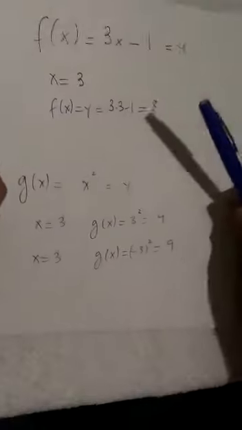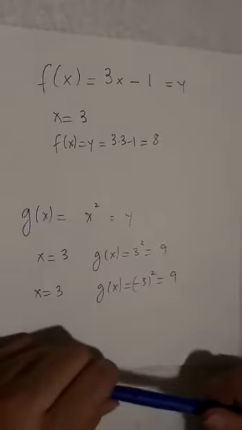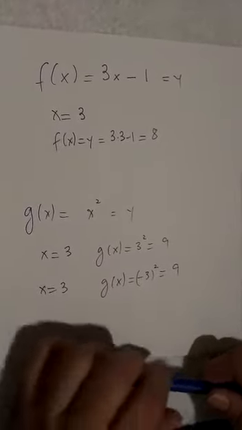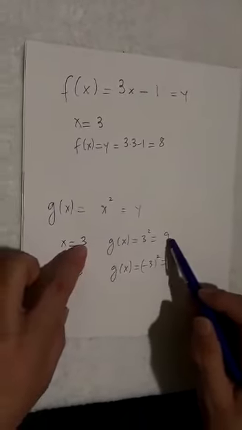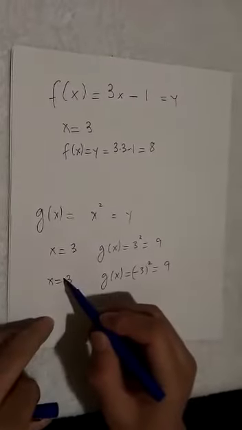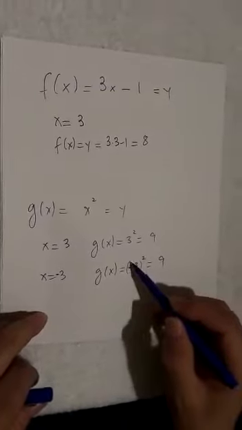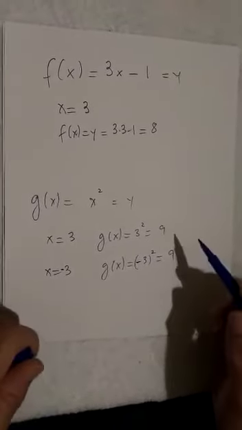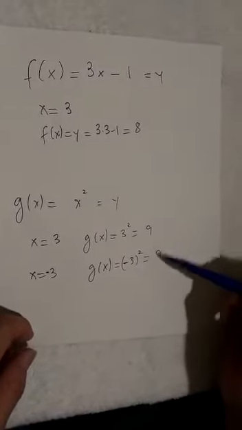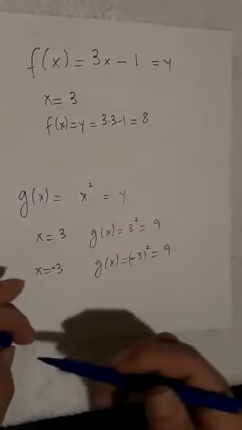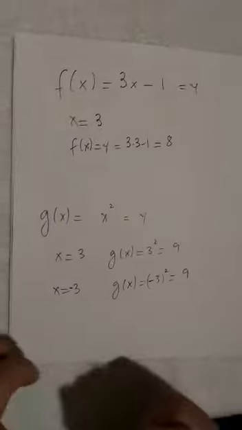Take this example here. g of x equals x squared. When x equals 3, g of x is 9. But when x equals negative 3, g of x is negative 3 squared, which is also 9. So both 3 and minus 3 are paired with 9. So this function here does not have an inverse.